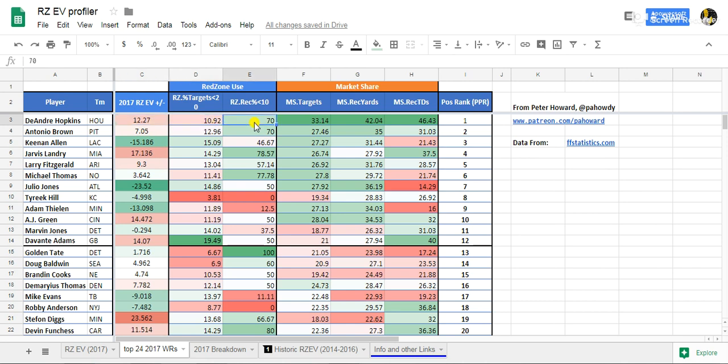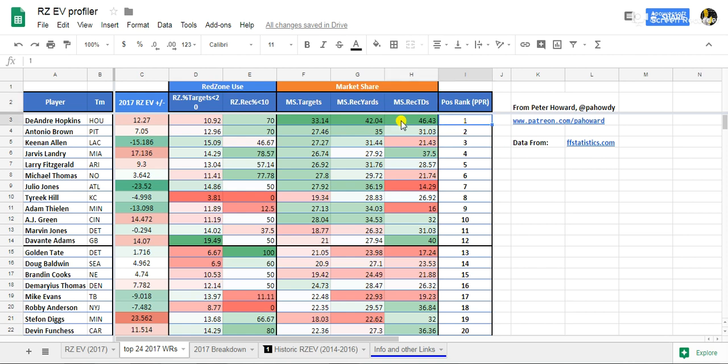And then I broke down their target share using FF statistics data, ffstatistics.com. And again, you've got the reference over here, because referencing where all this comes from is very important to me. And I showed the percentage of targets they got in the red zone inside the 20-yard line, and then the percentage of targets they got inside the 10-yard line, because FF Statistics makes it very easy to get that, as well as their market share of targets, receptions, and yards.